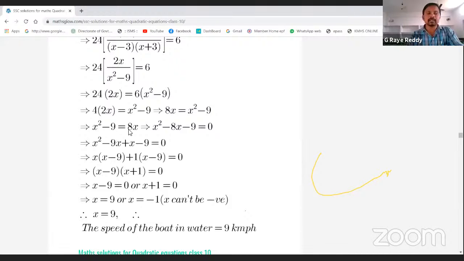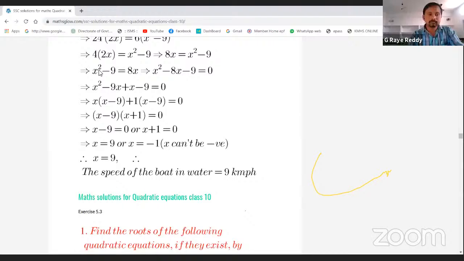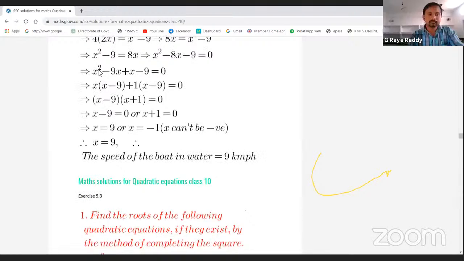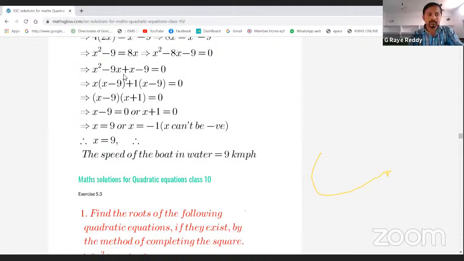We can write LHS part in RHS or RHS part in LHS. So we get x square minus 9 equal to 8x. So that is x square minus 8x minus 9 equal to 0. Then we have to split the middle term, minus 8x. Minus 8x can be written as minus 9x plus 1x. 9 ones are 9, 9 minus 1, 8. So minus 8x can be written as minus 9x plus x.